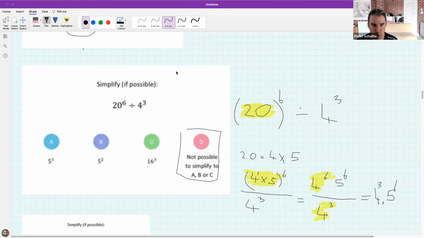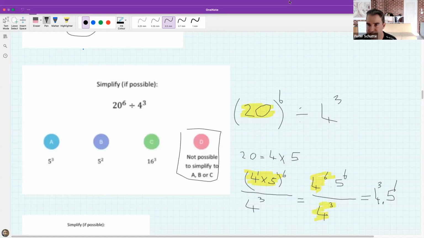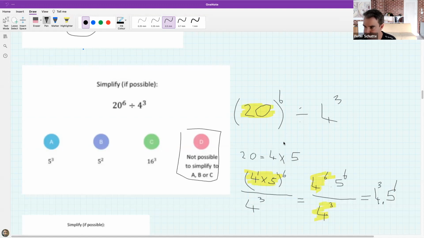So tell you what we're going to do. We'll come back and talk about this type of question again. But all I wanted to point out to you in this question is the bases weren't the same. When the bases are not the same, it's a good idea to break the base down into a smaller thing that has the number that you were looking for. So give me a thumbs up if you understand how I got 20 is 4 times 5. That's what I'm really concerned about.